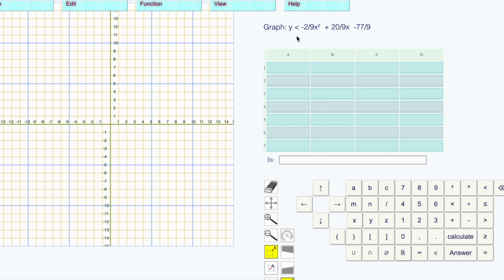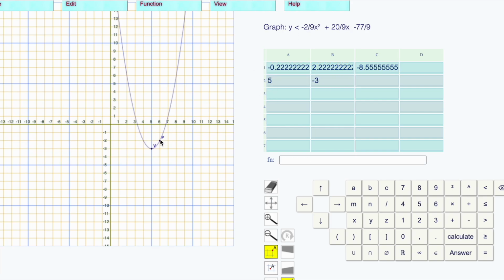Yay. Here we have y is less than negative 2/9 x squared plus 20 over 9x minus 77 over 9. A is equal to negative 2 over 9. The b is equal to 20 over 9. The c is equal to negative 77 over 9. The h is negative b divided by 2 divided by the a. K is, I'm just going to feed this x value back into this equation to get the y value, which in this case is going to be the k, equal to the a times the x squared plus the b times the x plus the c, which gives me 5, negative 3.